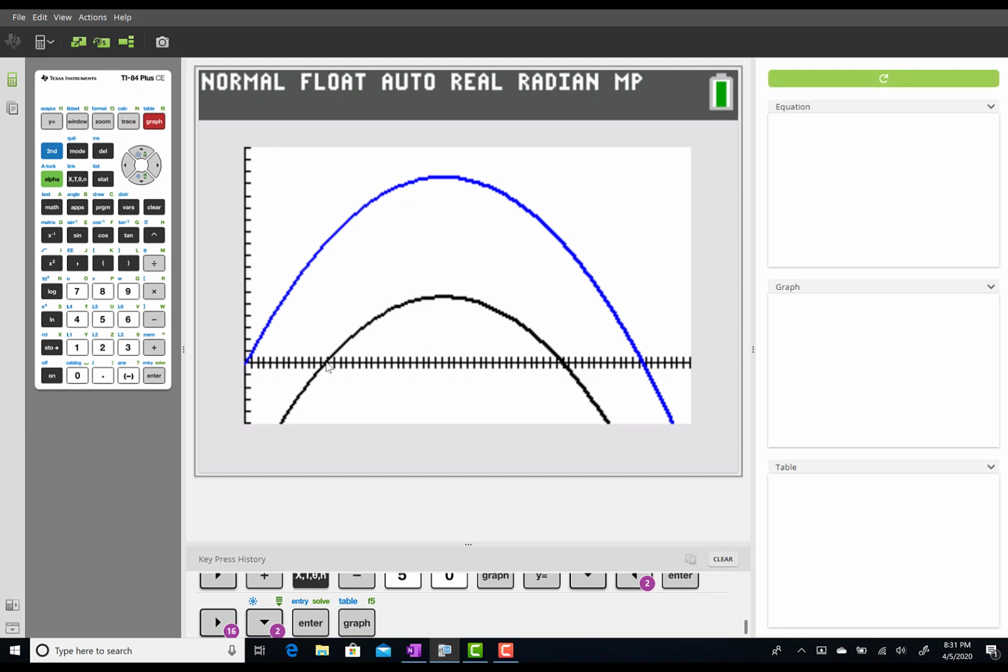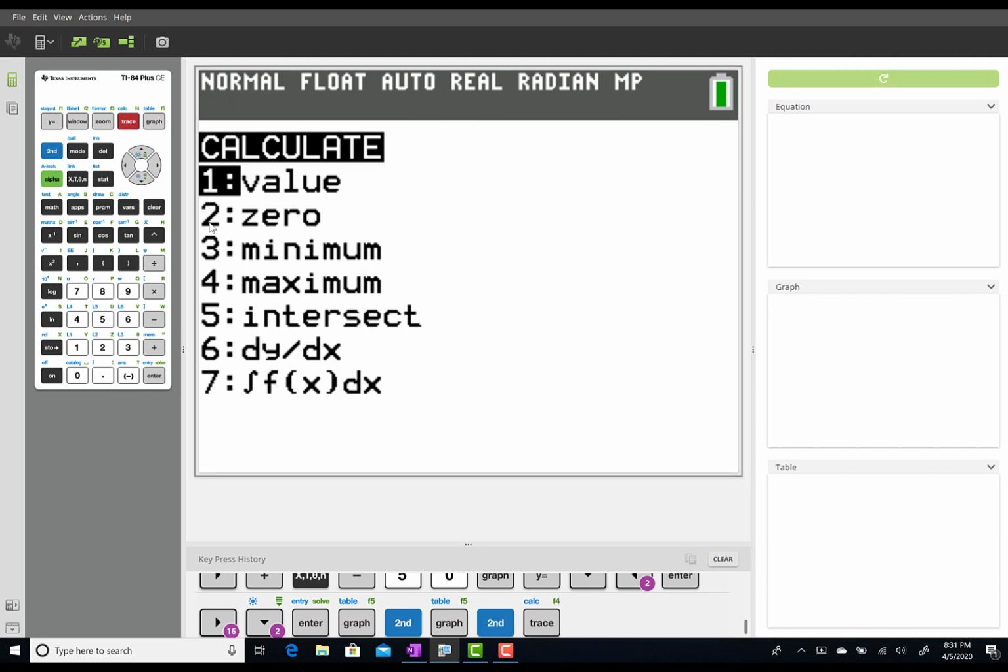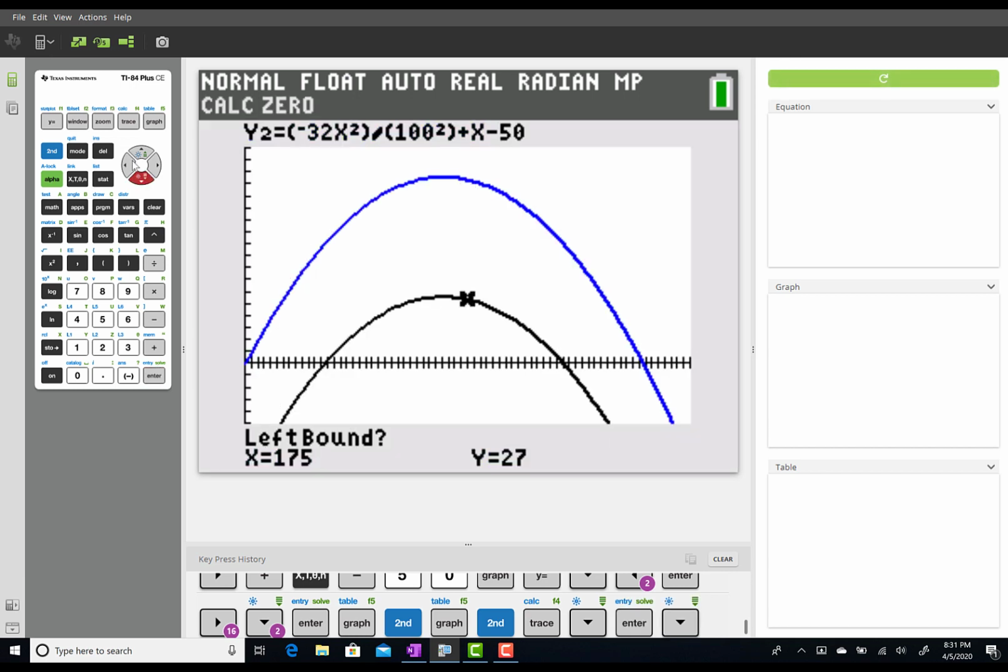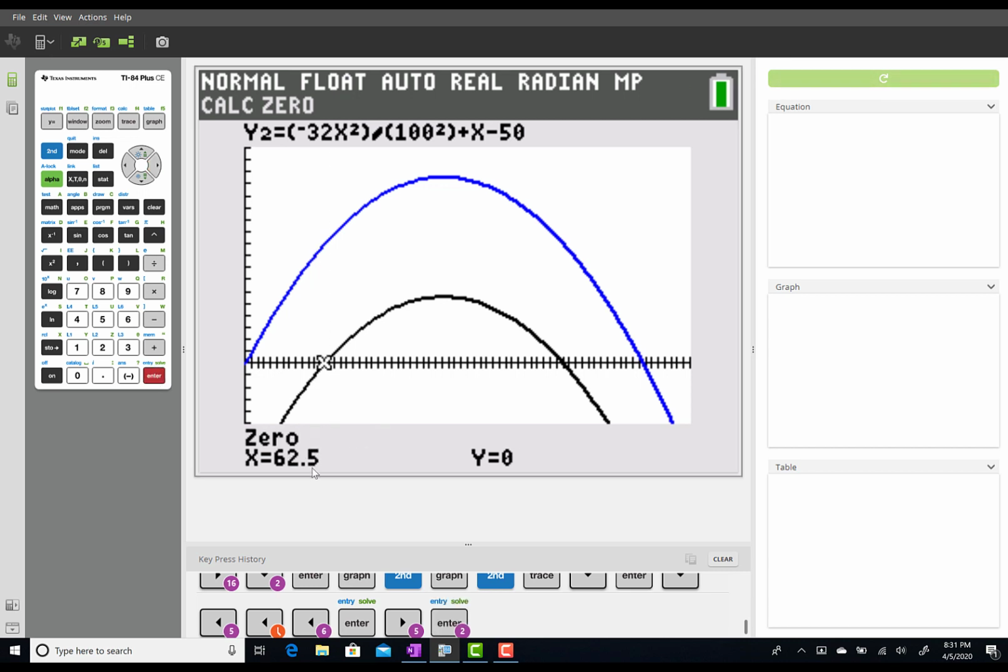I'm looking for the x-intercepts. To get the x-intercepts, I need to calculate the zeros. So we're going to go second, calculate, and 0 is number 2, so we go to number 2 and hit enter. I'm going to press the down button to make sure I get on the correct function graph that I want. The right bound, I've got to be on the right hand side of the x-intercept. Left bound, left hand side. I got 62.5, so that would be one of my x-intercept coordinate values. Definitely want to remember that value.